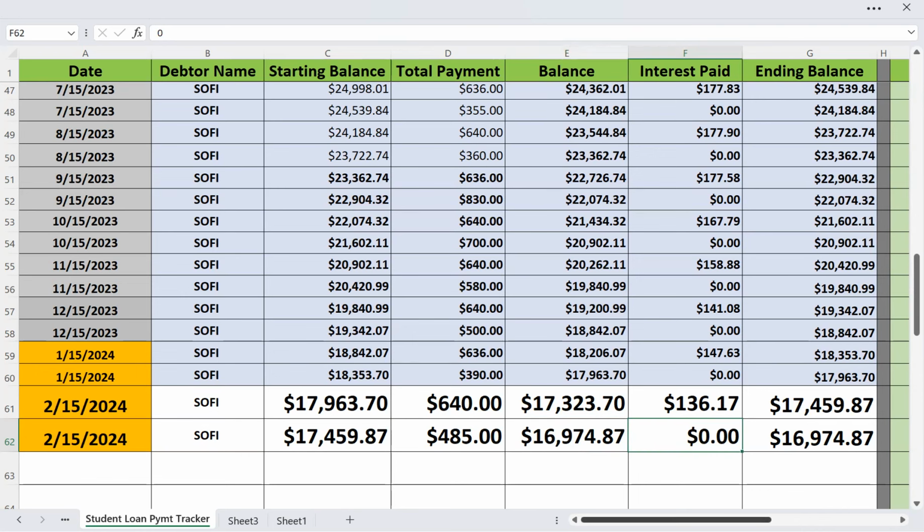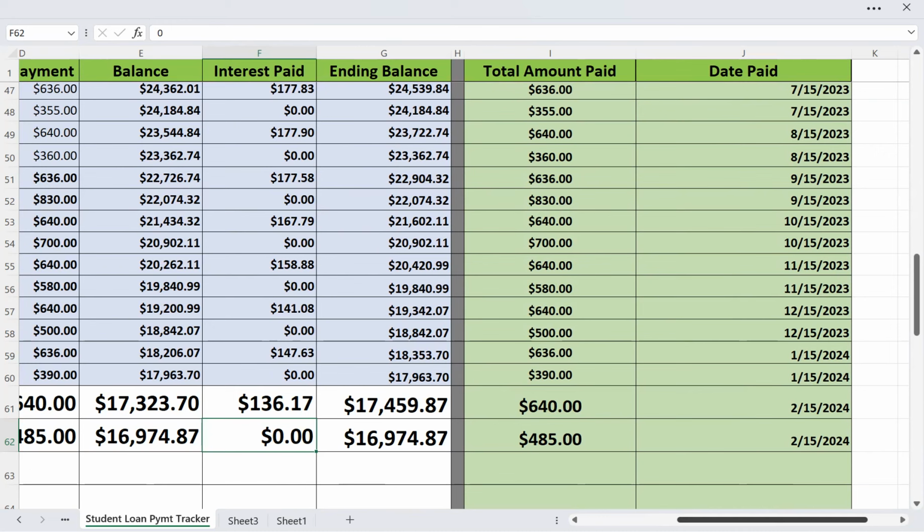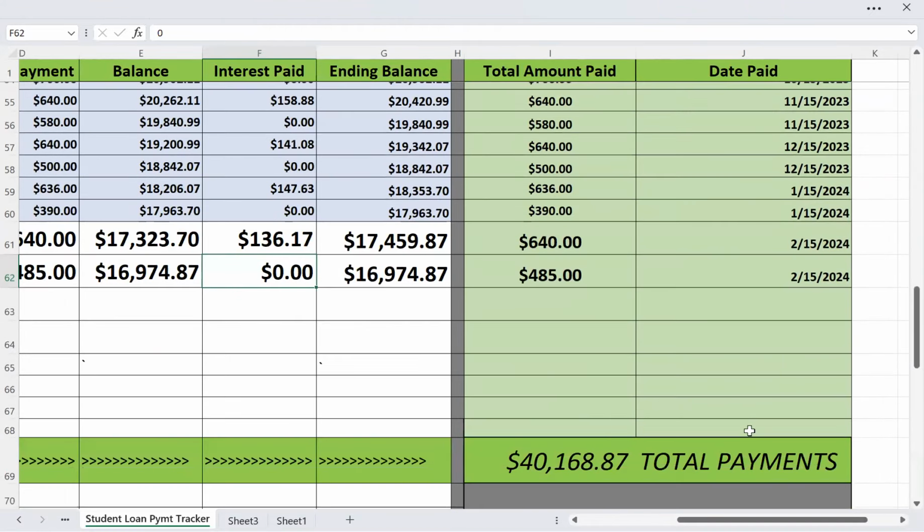So let's go to what I paid. I made a total of $1,125 in payments. And so, guys, I have officially paid $40,168.87 on this loan. Oh my gosh, I am just so amazed at the amount of money that I have paid. $40,000. That is nothing to sneeze at. So for the last 40 months, I have been making payments on a very consistent basis, multiple payments. And so I am literally 10,000 away from my original balance.